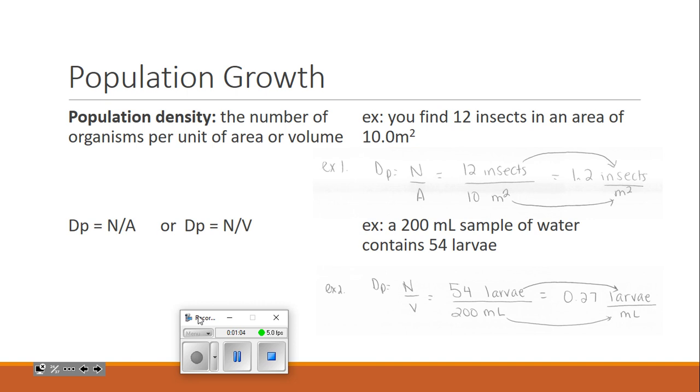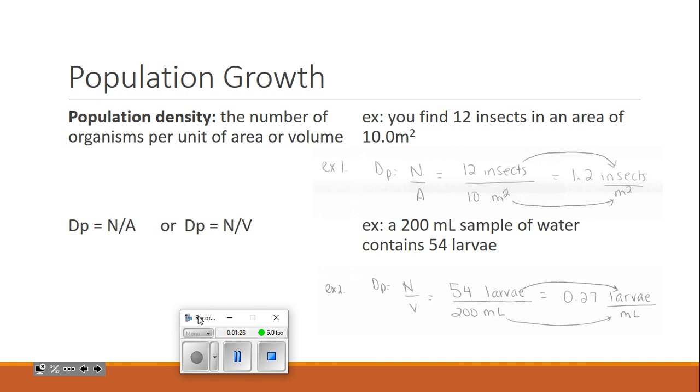And so I'm going to show you a little example of both types of calculations you could do. Now, why do we need two different versions? Well, some things live on land, area, some things live in the water, volume. So it makes sense that we would measure the space in which they live different ways.